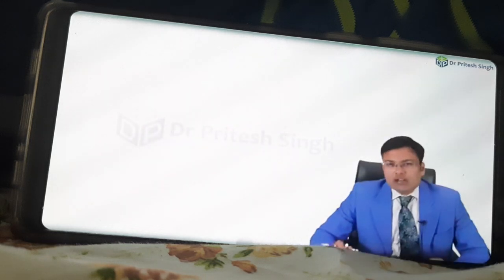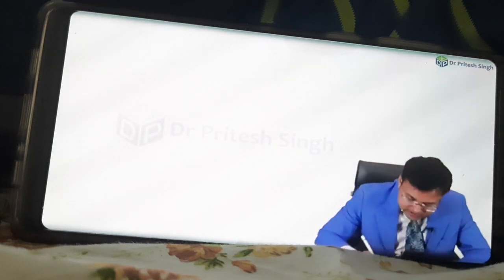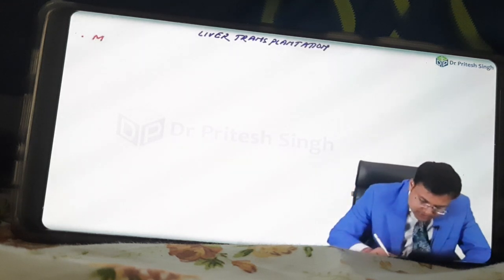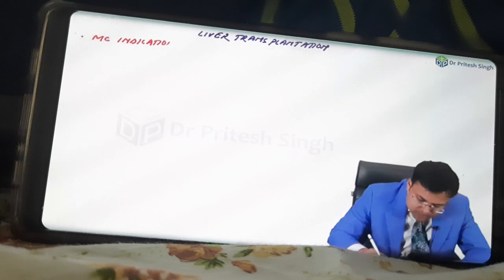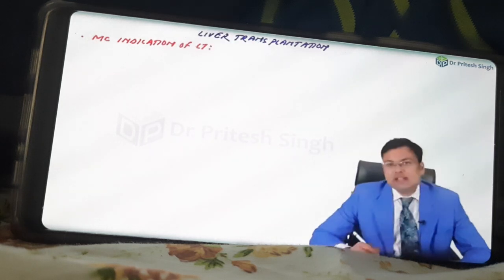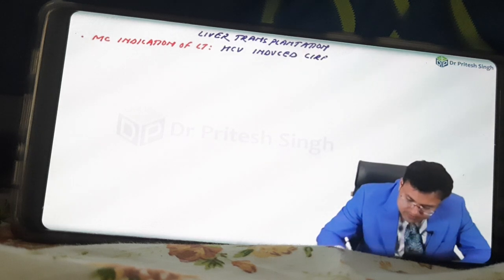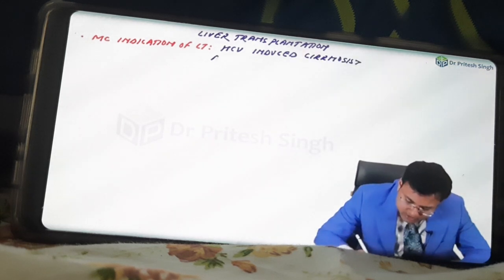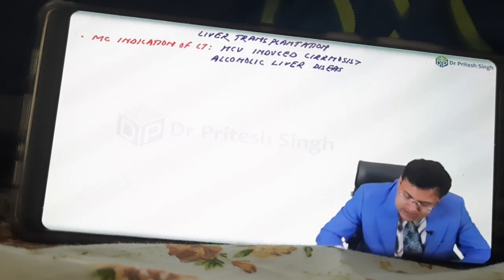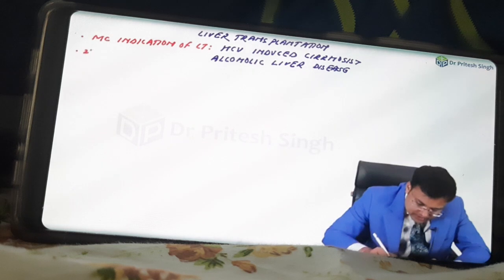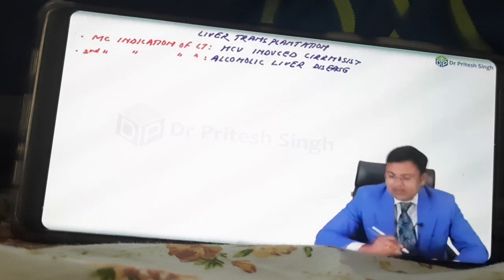In transplantation, lots and lots of questions are asked about indications of transplantation, especially liver transplantation. What's the most common indication of liver transplantation? This is HCV-induced cirrhosis, followed by alcoholic liver disease. What is the second most common indication of liver transplantation? That is alcoholic liver disease.